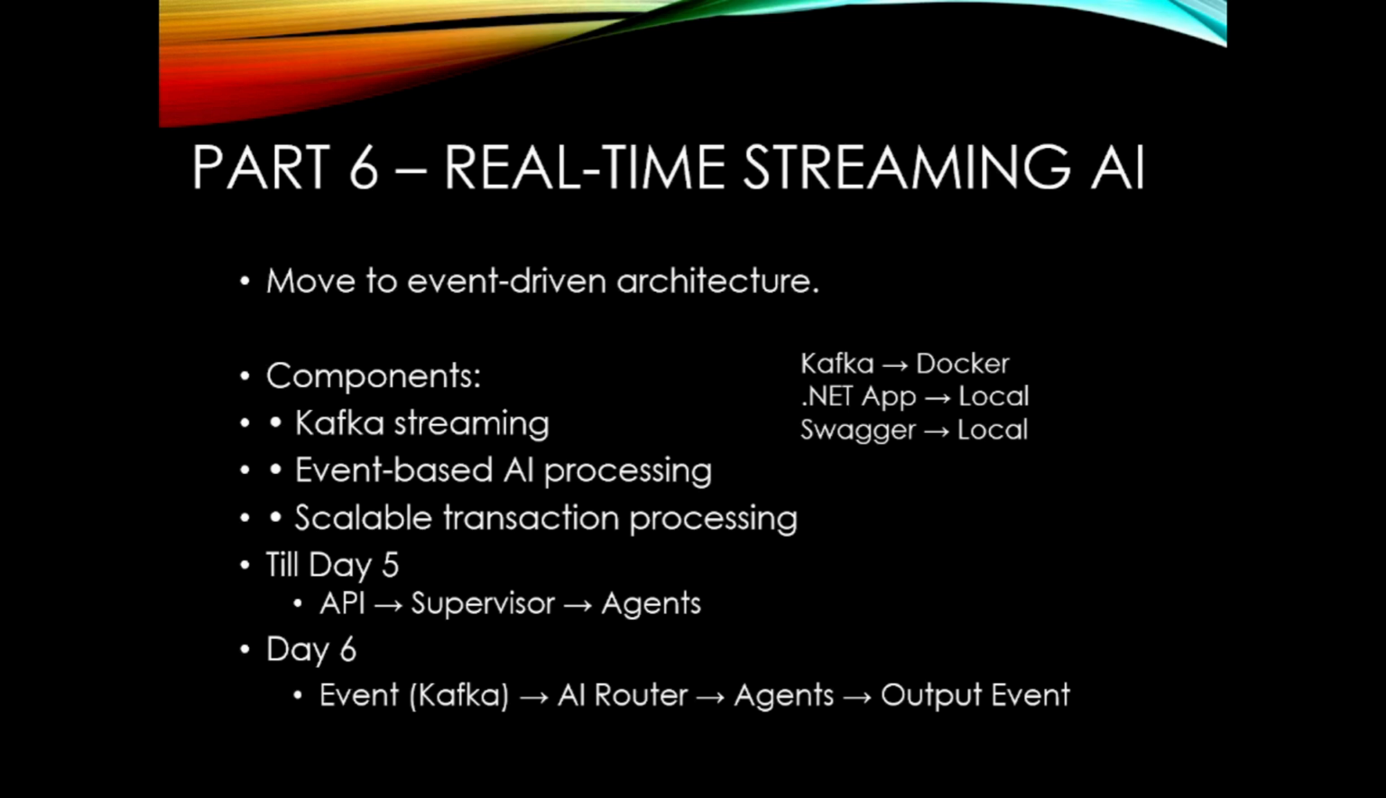Till day 5, we have done the API, supervisor, and agent. Now the API will call the event or publisher, then the router, and the same thing will happen. But once the message is dropped by the publisher, the subscriber will read the message, and once it reads the message, the AI router, agents, and everything will work as it is, as we have done earlier in day 1 to day 5. So it is scalable, event-based, and streaming also. Right now we are using local Kafka. .NET is local, Swagger is also local, and then Kafka and Docker.